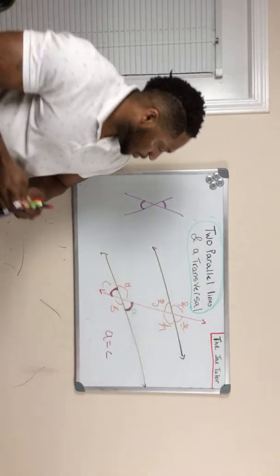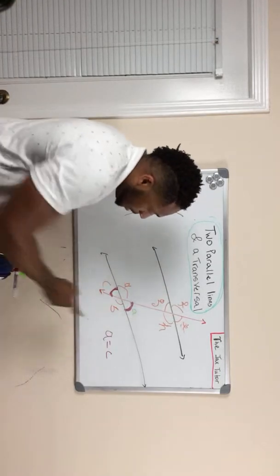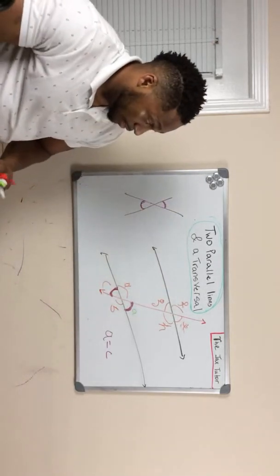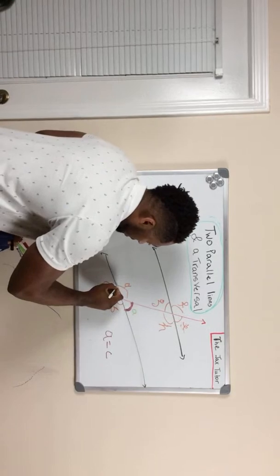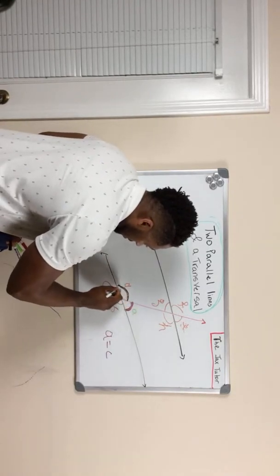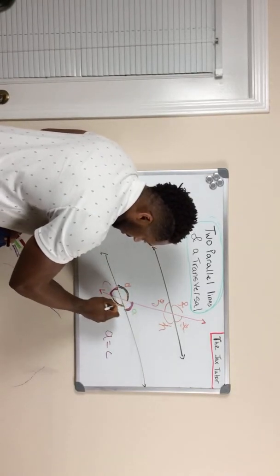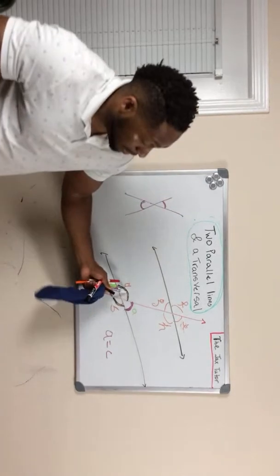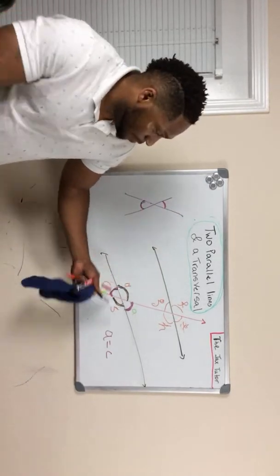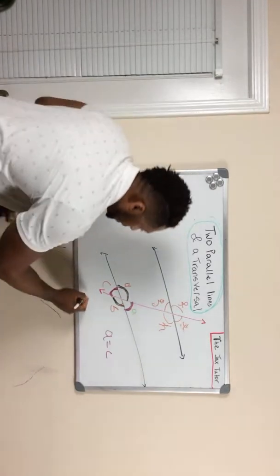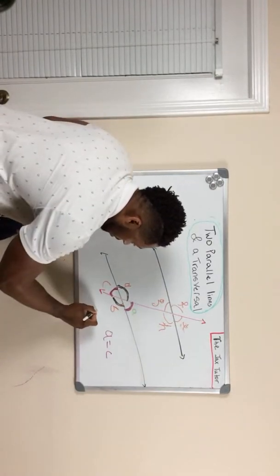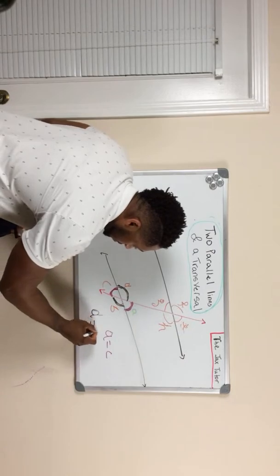Now let's go back. What about D and B? D and B are also vertical angles. So that means D is equal to B. We'll put that somewhere else. Say D and B are the same.